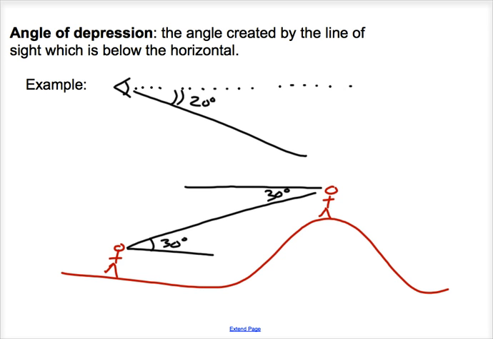And one reason I know they happen to be the same is if instead of looking horizontal, both of those would be parallel lines. So alternate interior angles would have to be the same. So if two people are looking at each other, the angle of depression and the angle of elevation between those two are the same exact value.